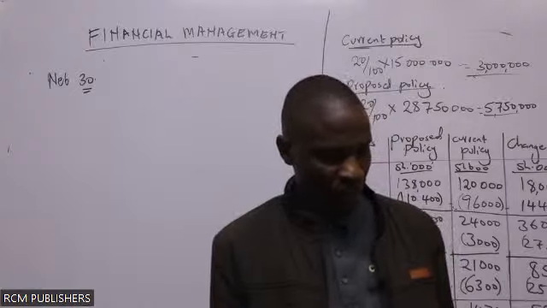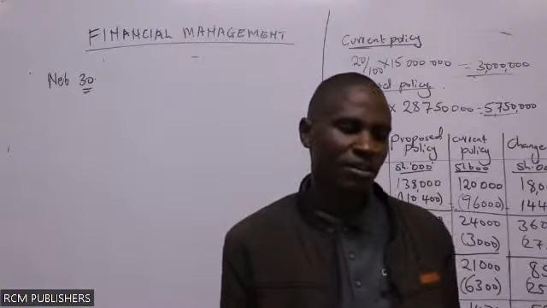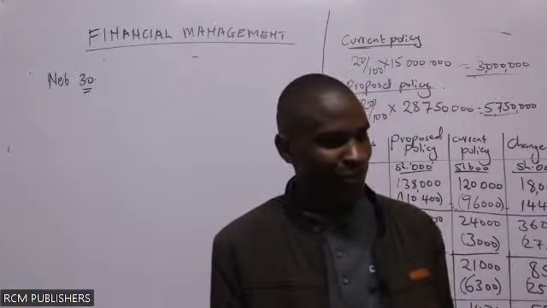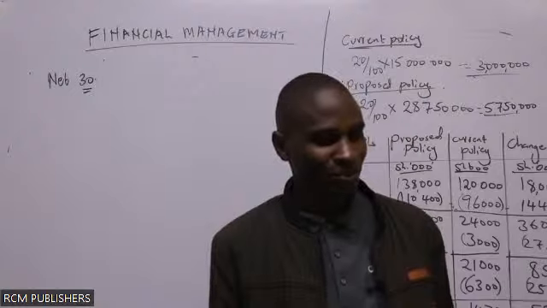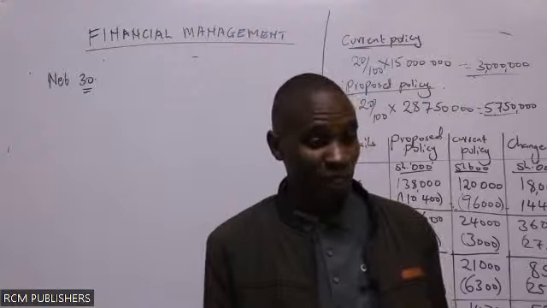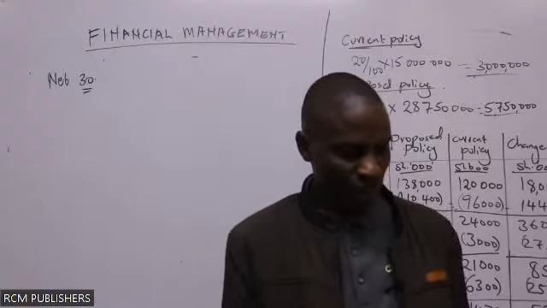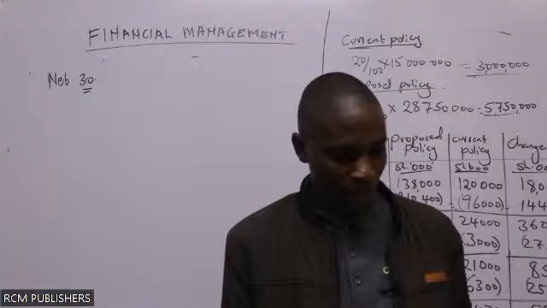A new credit assistant officer will also have to be employed at a salary of 500. We did this, I think we did this. Tell me if we have done this, or let us just continue and do it. We didn't. Okay. A new credit assistant officer will also have to be employed at a salary of 500,000 per annum.